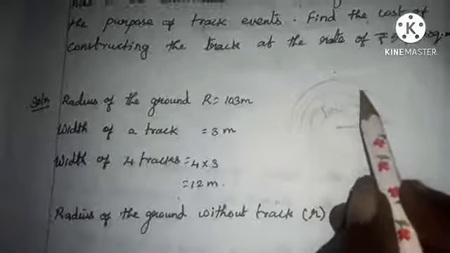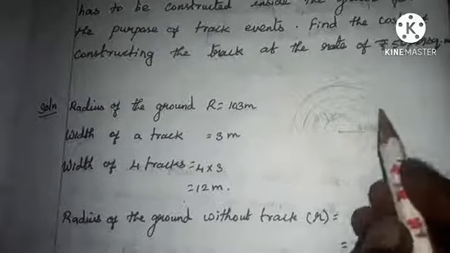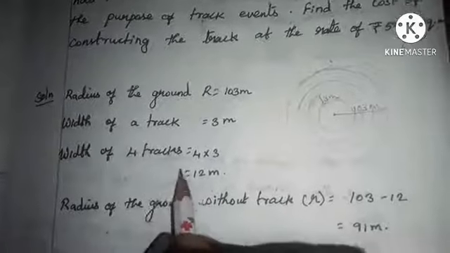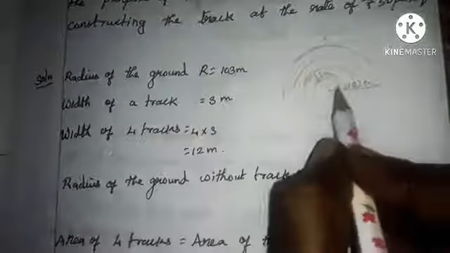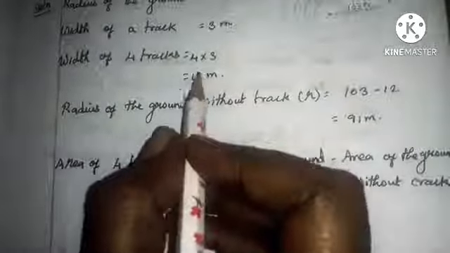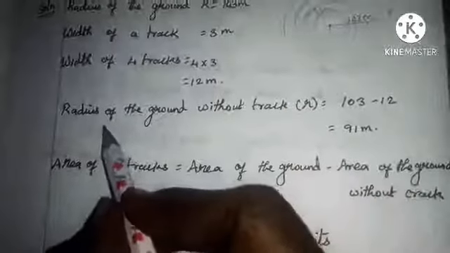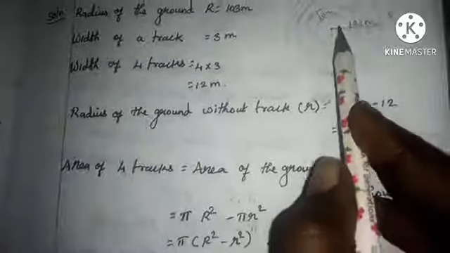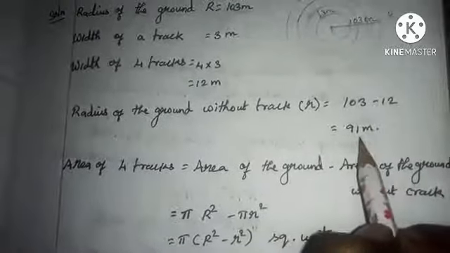So to construct the 4 tracks, the width of the four tracks is 4 into 3, we get 12 meter. The radius of the ground is the outer radius, therefore capital R is 103 meter. Using this, we are going to find the inner radius, that is the radius of the ground without the track, that is small r. We can get small r by subtracting this 12 meter from the whole 103 meter. We get it as 91 meter.